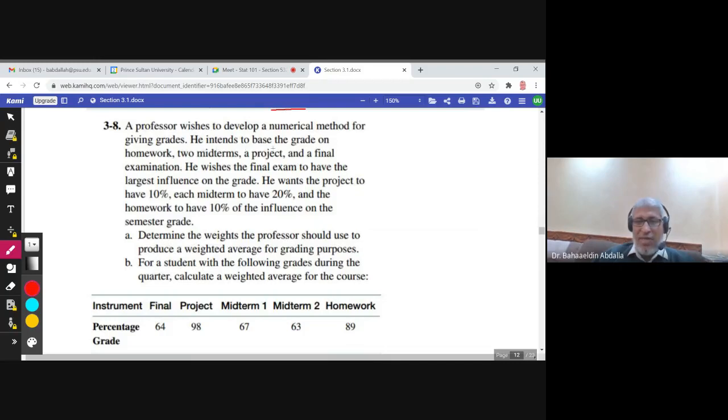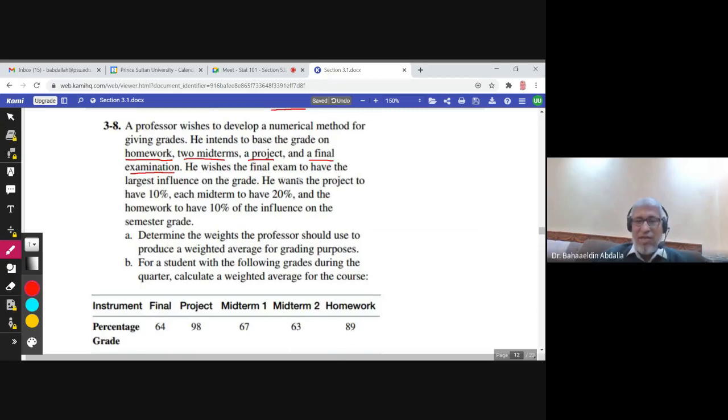He intends to base the grade on, okay, so your grade in the course would be based on homework, 2 midterms, a project, and a final exam. Well, this differs from one course to another. So here in our course, we have all of them, but we also have quizzes and participation. So you can add quizzes and participation.